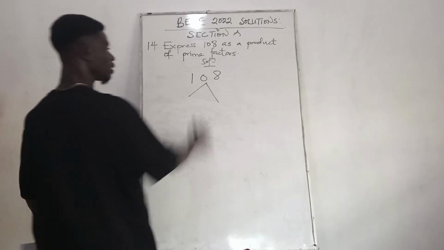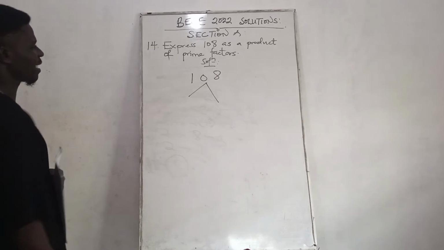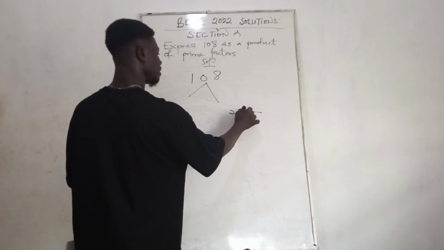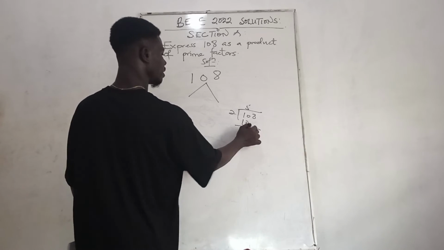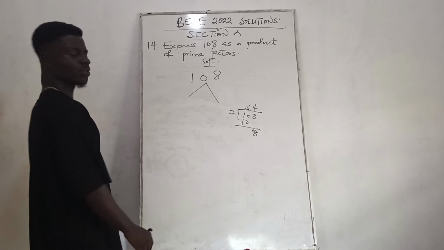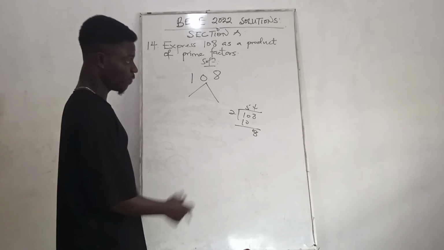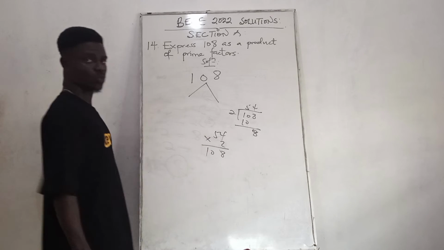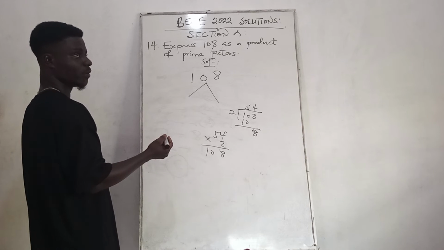So now 108, we can use what? The factor tree, right? So with this, I can say that 2 goes into 108. 2 into 10, 5, then 2 into 10, then 8, I have my 4, right? So 2 goes into 108, which is 54, right? Because 54 times 2, you get 108. All right. So we can proceed and use that one.